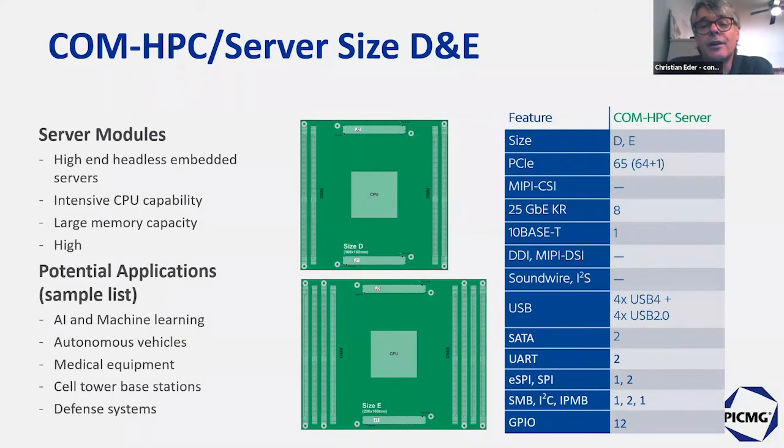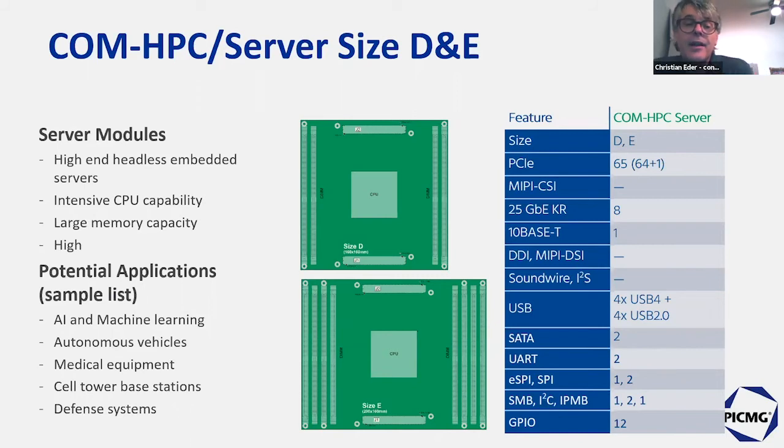Switching here to the server types, the larger modules, you see it's even more PCI Express lanes, 65, no camera support, but 8 25 gigabit Ethernet interfaces, one BASE-T, no video, no sound, but also a rich amount of USB interfaces. And of course, the same feature set of the legacy or the standard small bandwidth interfaces as mentioned before.